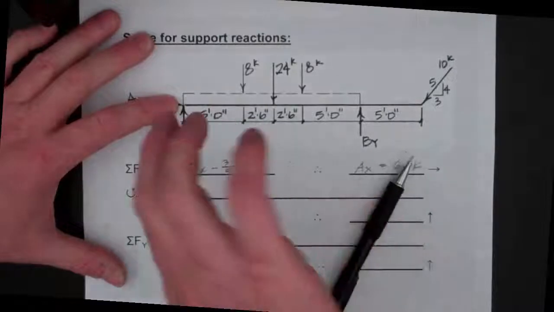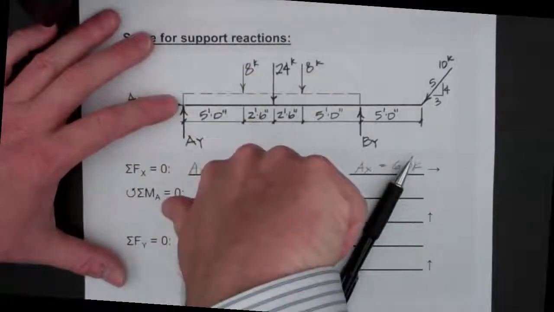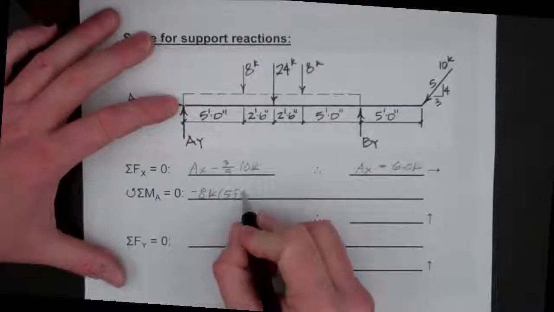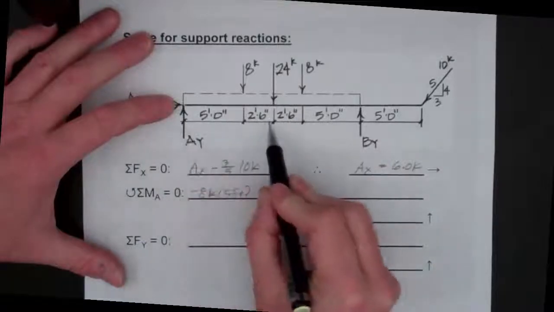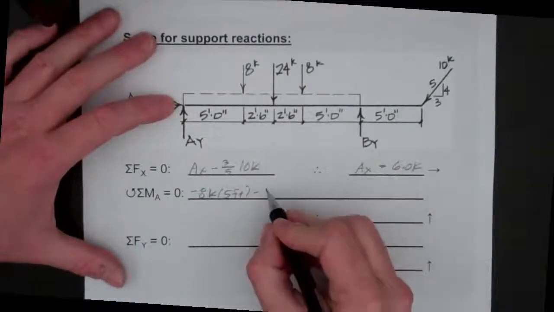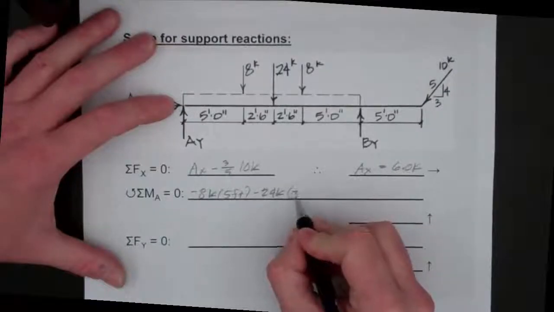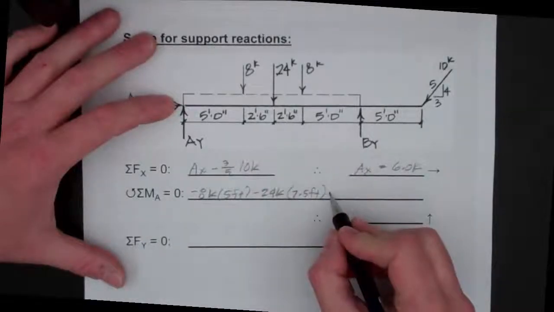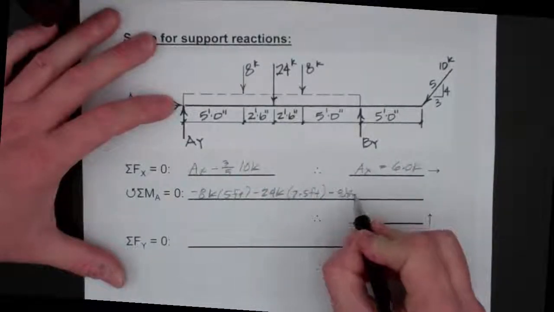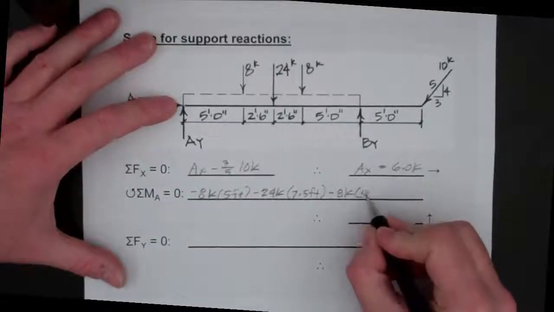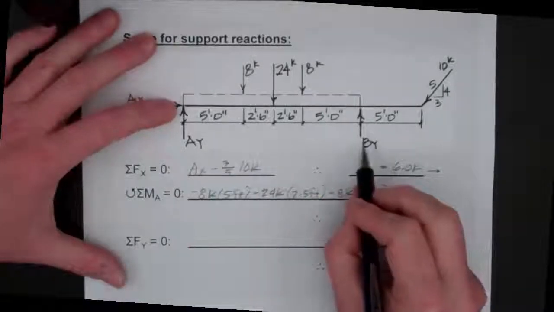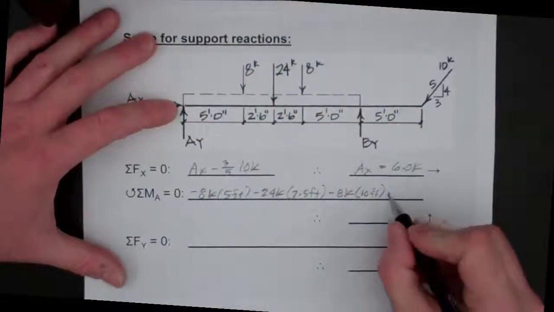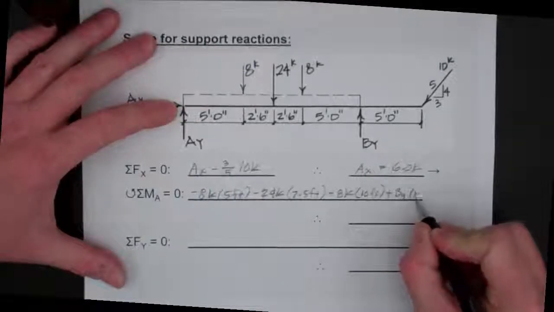Because it's pointing downwards, it's negative. So we have minus 8 kips times 5 feet. Next, we'll take a minus 24 kips times the 7.5 foot distance. And then lastly, for the points, we will have the 8-kip load, which is 10 feet away. So minus 8 kips times 10 feet. And then next, we have the reaction at B, so BY times the 15 feet, which is a positive value, so we have a plus BY times 15 feet.